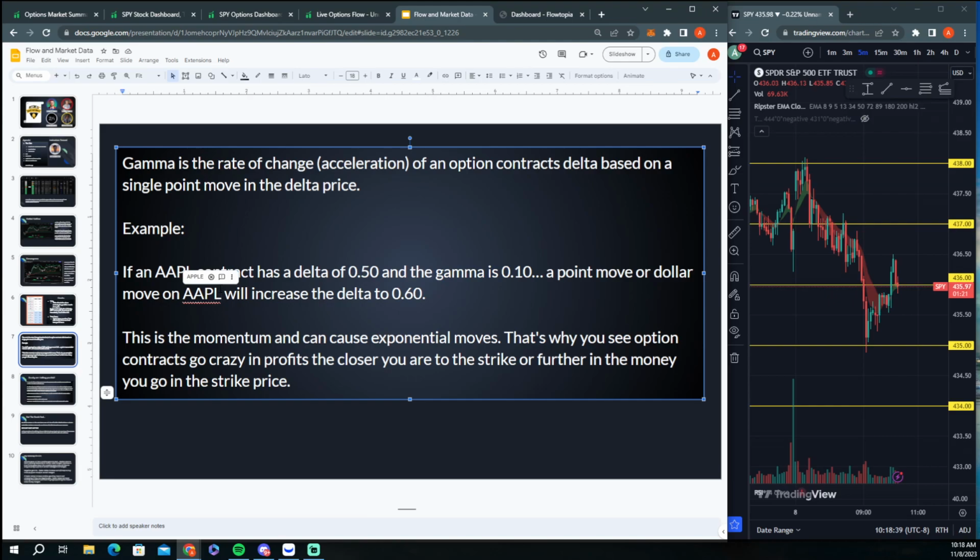Now, that's kind of confusing to some people. I tried to explain it as simply as I can. But if you have questions about gamma real quick before I move on, let me know in here. I'll give you guys a couple seconds to chat. It's pretty self-explanatory what gamma is.